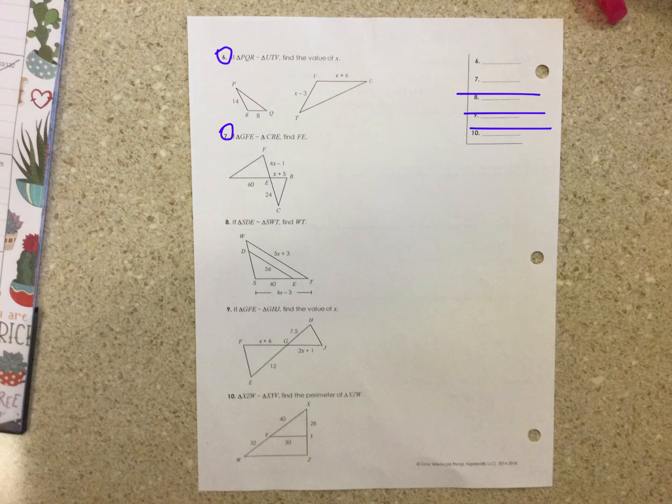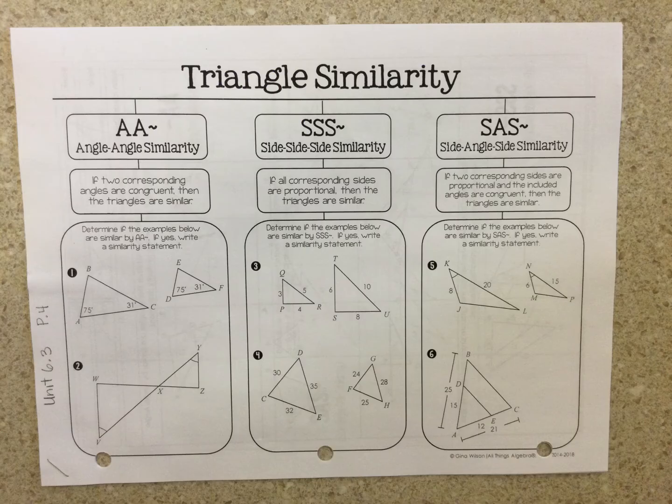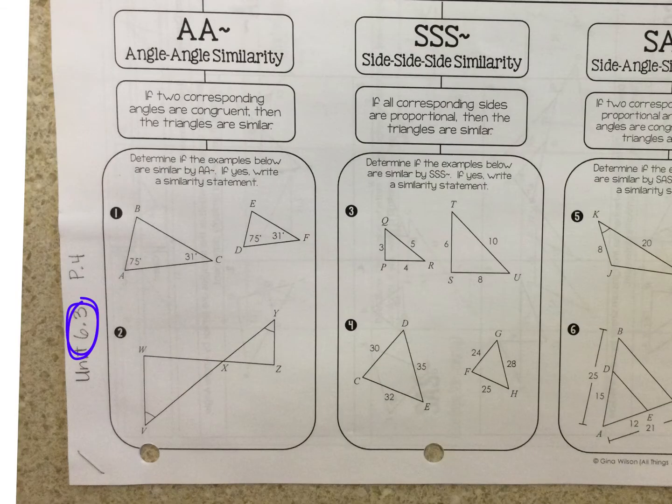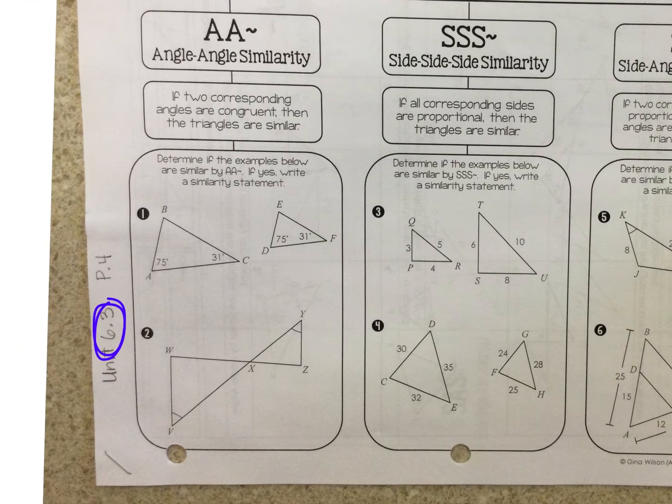All right? When you're done with that, then you can take notes on triangle similarities. It looks like this. And on this page, it should say 6-3 at the top of it. All right, we're going to talk about similar triangles. So angle, angle, that's what the AA stands for.